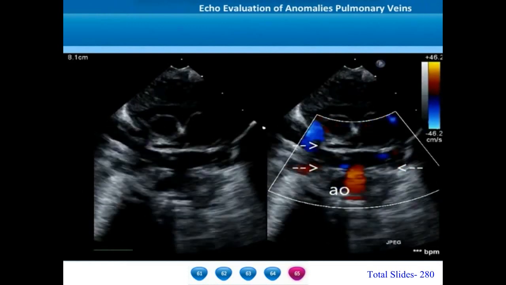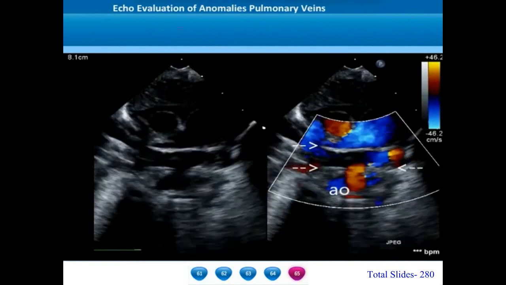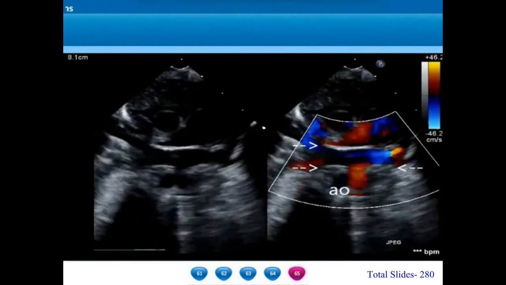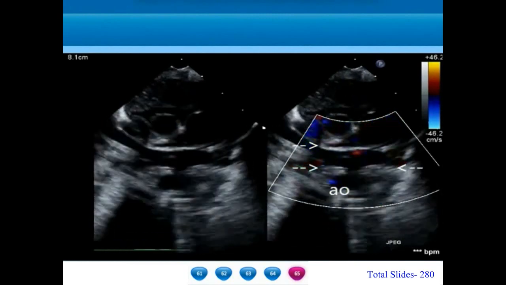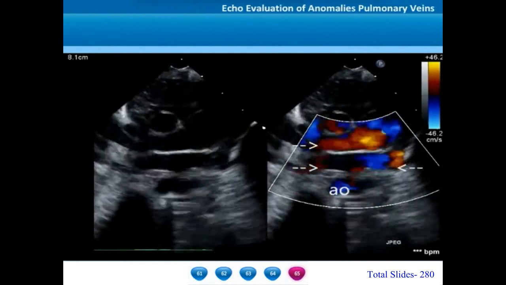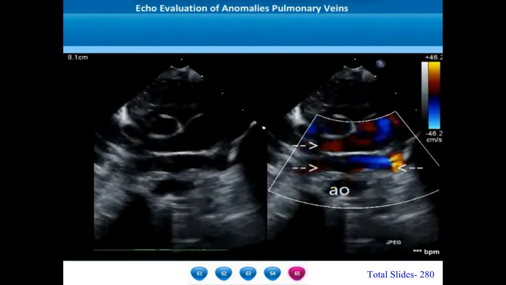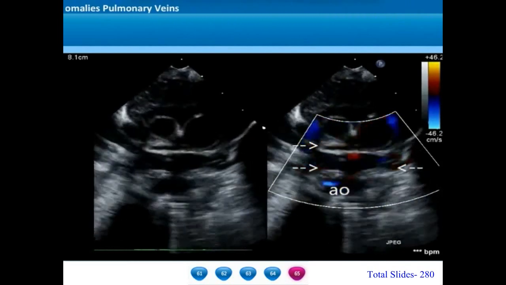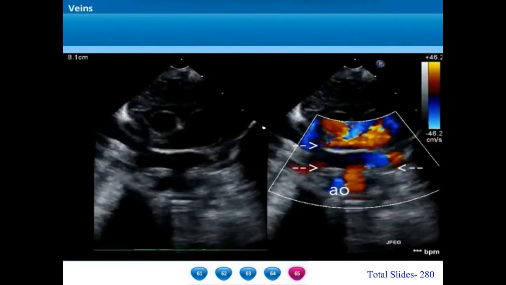In this parasternal short axis view, you find a long horizontal common chamber or the confluence of the pulmonary veins. The right pulmonary veins draining into the common chamber are shown by two arrows, one above and one below. Left lower pulmonary vein is shown by an arrow on the right side of the screen. You can observe that the descending thoracic aorta is shown in the middle. The right pulmonary vein and the left pulmonary vein drain into the common chamber on either side of the descending thoracic aorta.